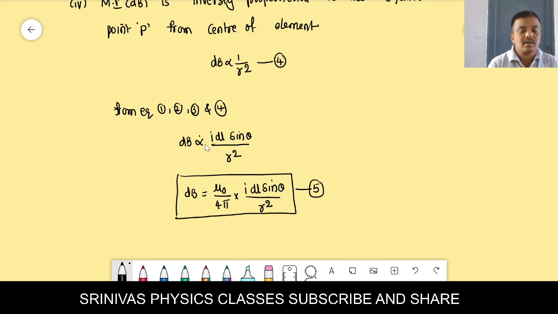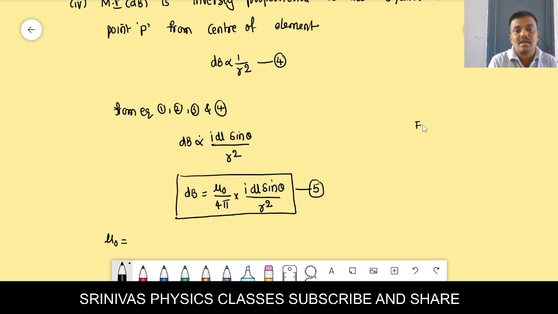Every time, in any formula, if you remove the proportionality, you will get some constant, but that constant they find out based on practical experiments. That practical constant value in this case is mu naught by 4 pi, where mu naught was given some value, and some name is given everywhere. We will give some constant name.